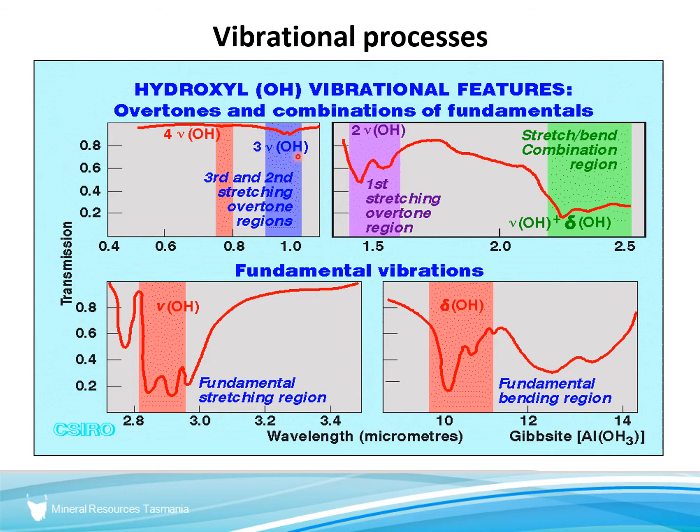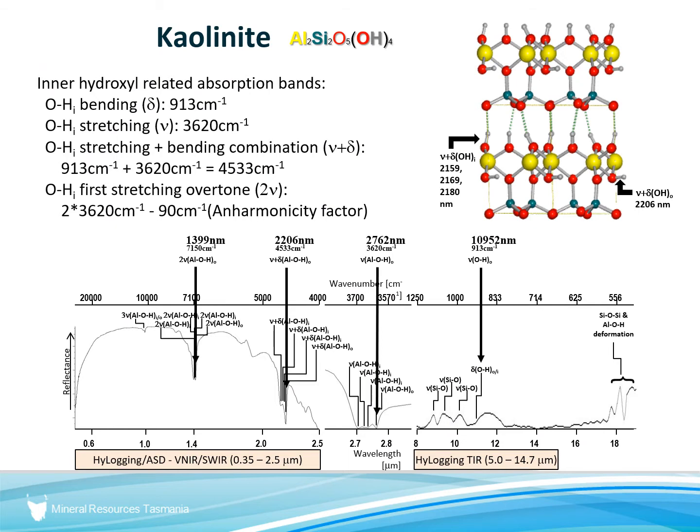Okay, and then there's a third overtone up here, and there are combinations of bendings and stretchings which create absorption features which are actually quite complicated in detail. This is how complicated they can be. So one feature here, which is all a feature associated with the AlOH molecular bond, has detail which is related to combinations of various components of bendings and stretchings.